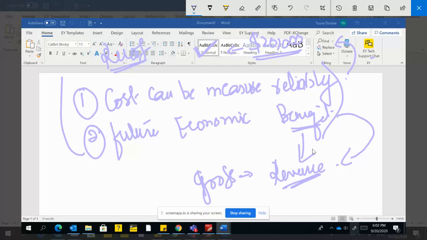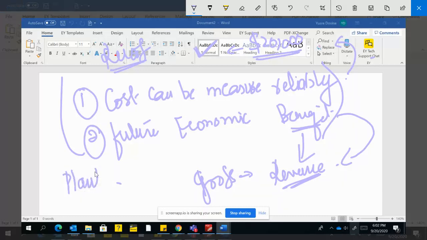If this asset does not give you any benefit, it's not helping you to generate revenue, so this is not your asset. This is not your property, plant, and equipment. You can't record it in your financials. But if your asset gives you a future economic benefit, if it is generating revenue for you, obviously you can record your asset. So after these two criteria, you can record your asset by making this entry.